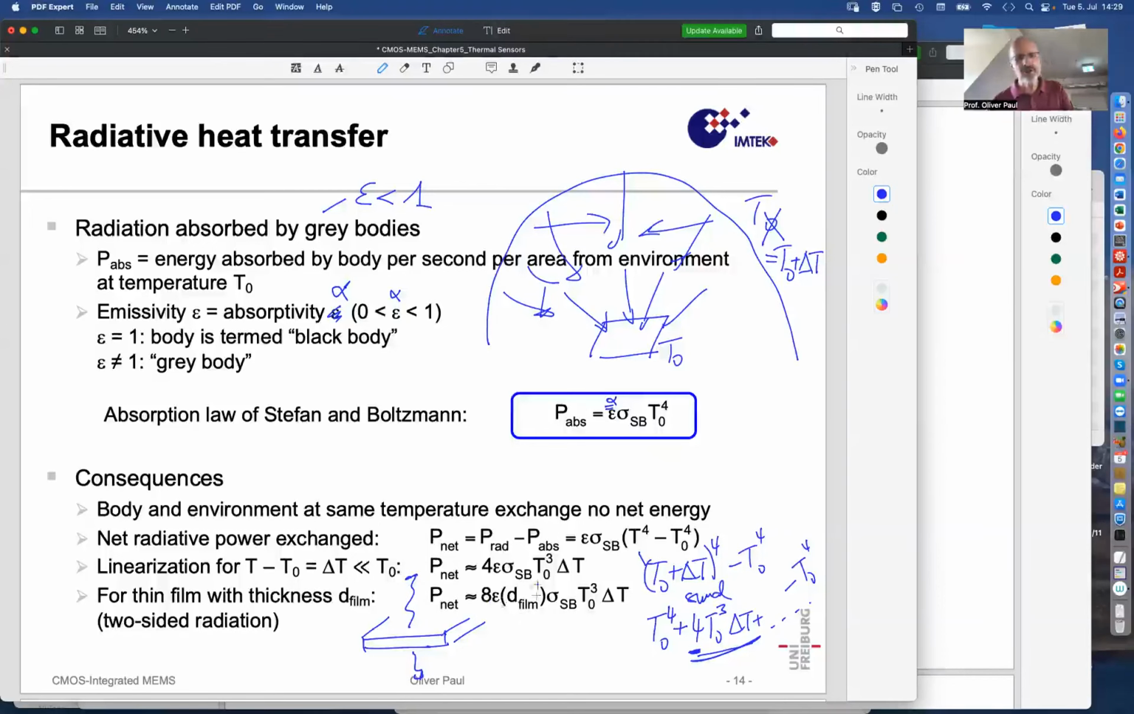But one also has to think that the epsilon can be thickness dependent, because the absorption length may be smaller, maybe larger than the thickness of the structures, and then things get more complicated, and one has to do some really more advanced calculations.